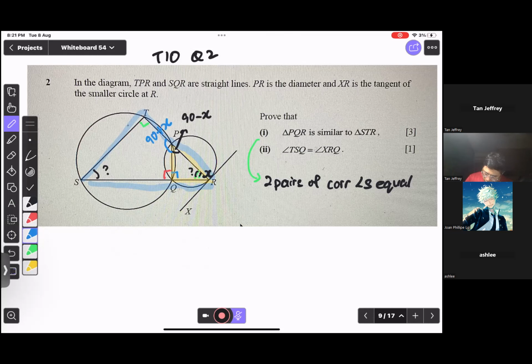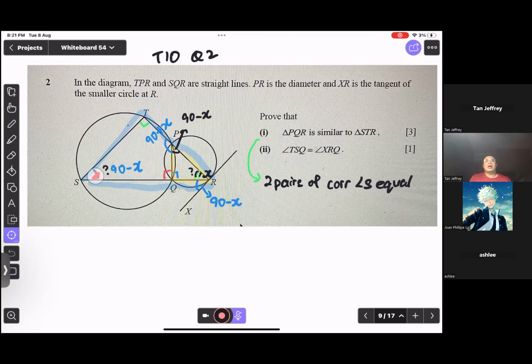TSQ is supposed to be XRQ. Then this will also be 90 minus X, because these two add up to 180.